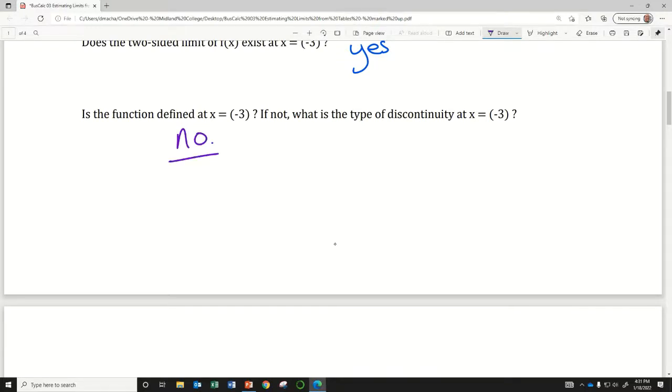What type of discontinuity exists? Whenever the two-sided limit exists, but the function is undefined there, that type of discontinuity we've learned in previous lessons is a point discontinuity. Because if it were a jump discontinuity, or an essential discontinuity, or an oscillating discontinuity, you wouldn't have the two-sided limit exist as a real number.